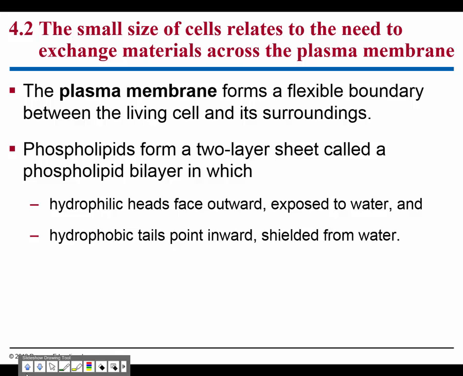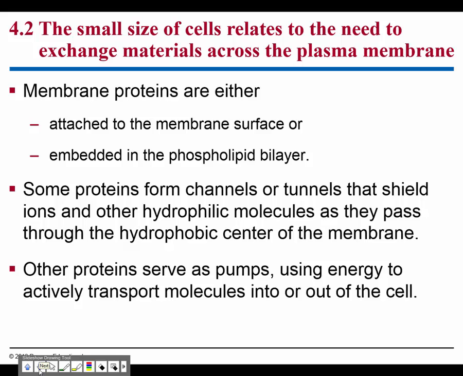So the cells, small in size, have a plasma membrane that forms a flexible boundary. You have those phospholipids, remember those from last chapter, hydrophilic heads, hydrophobic tails, right? And so that's what the cell works with.